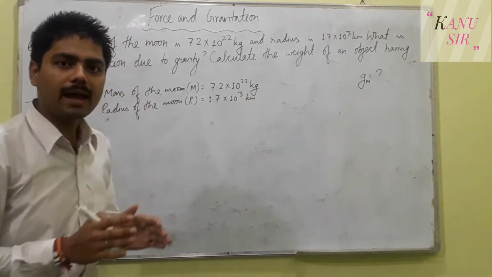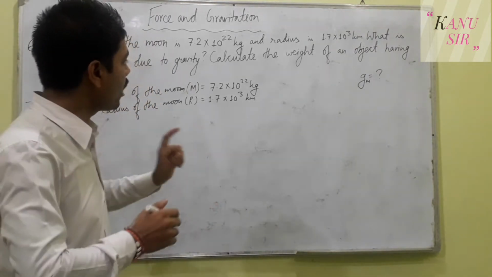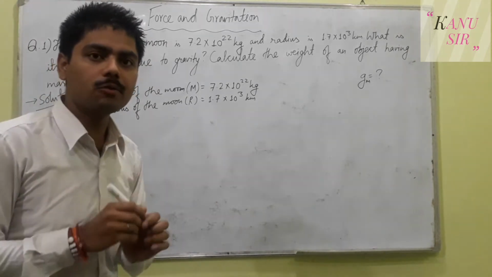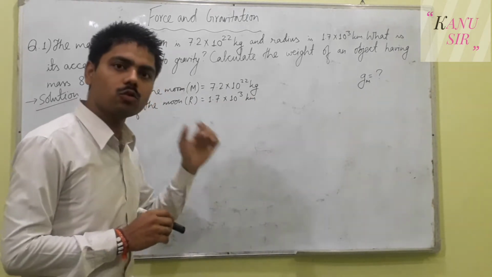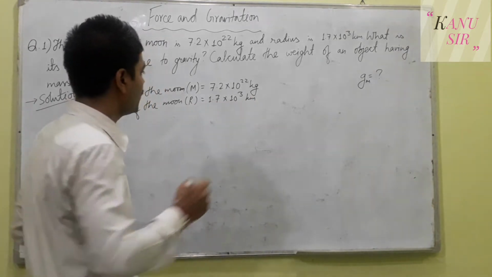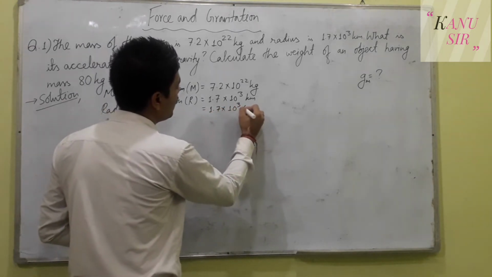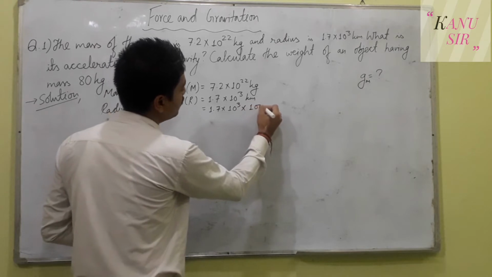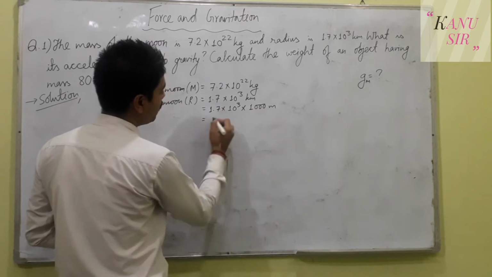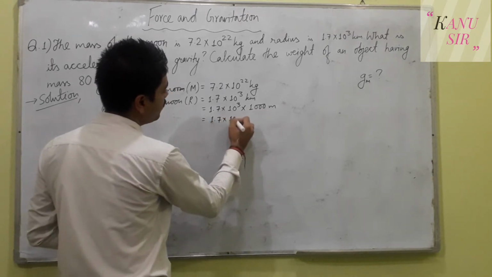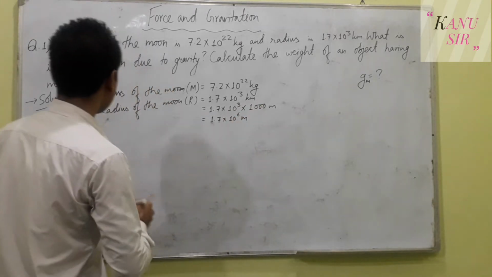And most of the time, whenever you solve numerical problems in science, you have to take care of the SI units. So the SI unit of length is meter, not kilometer. So you have to change kilometer into meter form. You will change 1.7 into 10 to the power 3, and 1 kilometer is equal to 1000 meters, and hence 1000 meters means there are 3 more zeros. So 1.7 into 10 to the power 3 plus 3, there will be 6 meters.